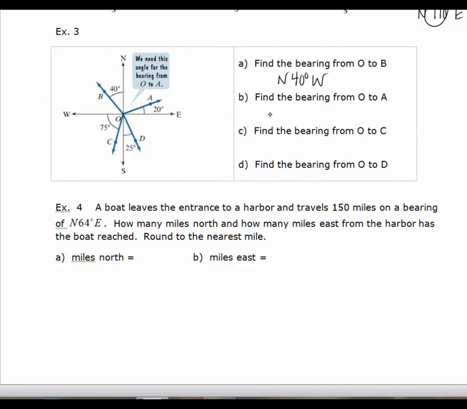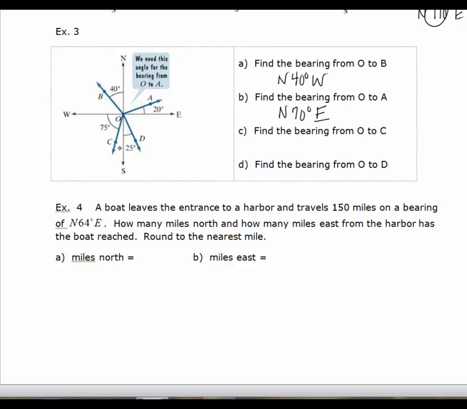So from O to A, we're going to be north 70 degrees east because we are to the right of the vertical axis. Right? From the bearing from O to C, so we've got O to C, we have a 75-degree angle. Again, that's with the horizontal axis.